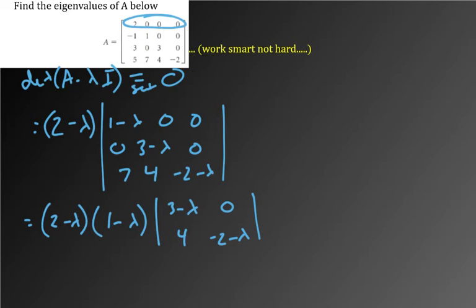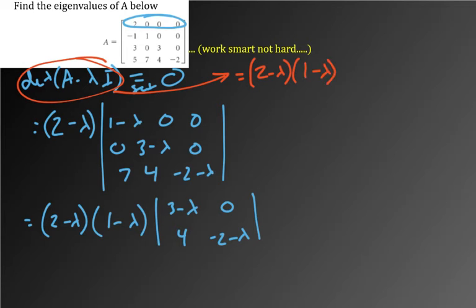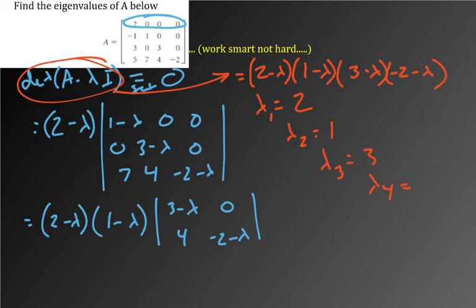And so what this is telling you is that this determinant is really just going to be equal to 2 minus lambda, and then 1 minus lambda, and then 3 minus lambda, and then negative 2 minus lambda. And so that means that the eigenvalues are lambda 1 is 2, lambda 2 is 1, lambda 3 is 3, and lambda 4 is negative 2.